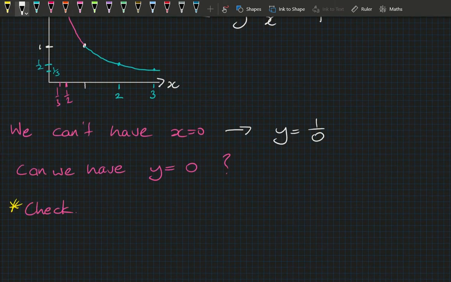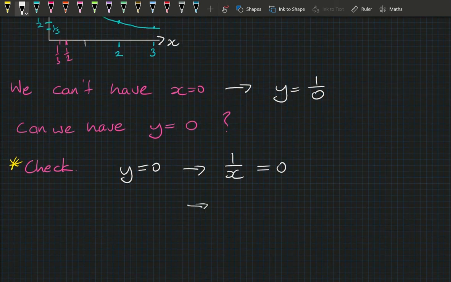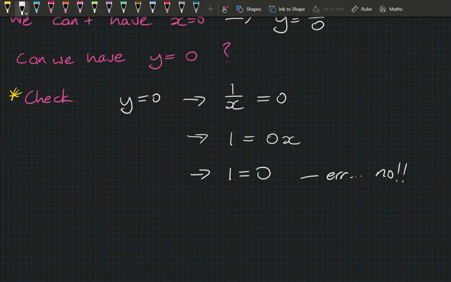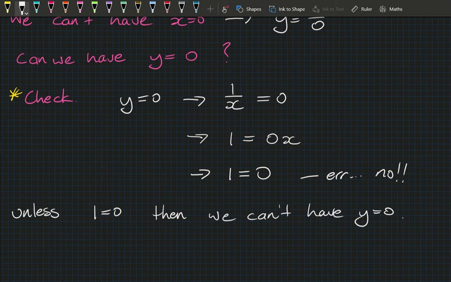Okay, so if we've got y equals 0, that implies that there's some x where 1 divided by x equals 0. So if we multiply both sides by x, that means 1 equals 0 times x. And anything times 0 is 0, so therefore we've got 1 equals 0. No. Unless you believe that 1 equals 0, obviously we can't have y equals 0.